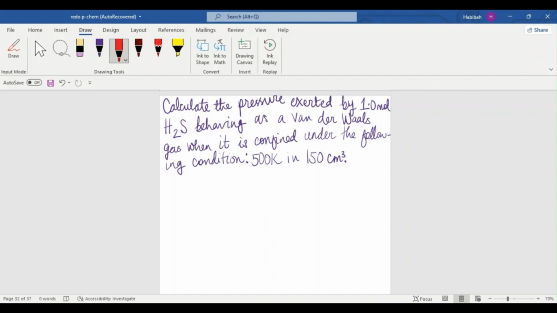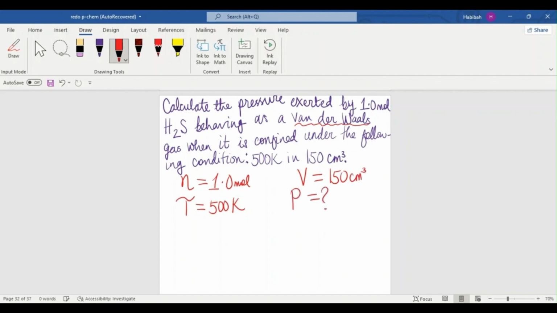The first thing you have to note is that this H2S gas, we're told that it acts as a van der Waals gas, and they told us the number of moles for this gas is 1.0 mole. We're also told that it was confined under the following condition, which is just the temperature, which is 500 Kelvin. And then we were told that the 500 Kelvin was in 150 centimeter cubed. So 150 centimeter cubed. And we're told to determine pressure.